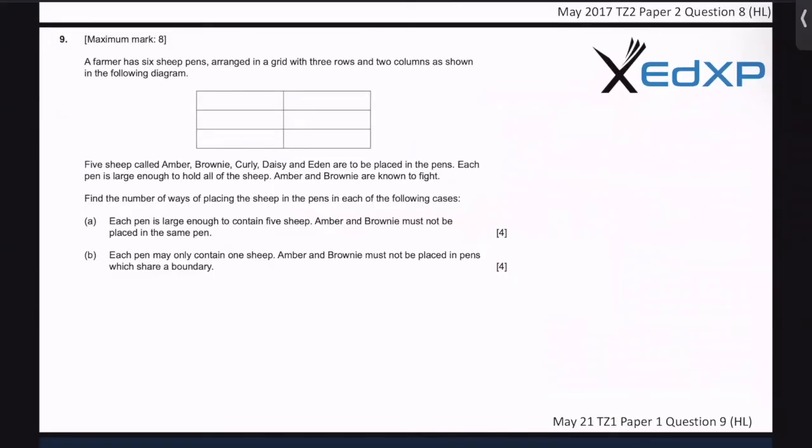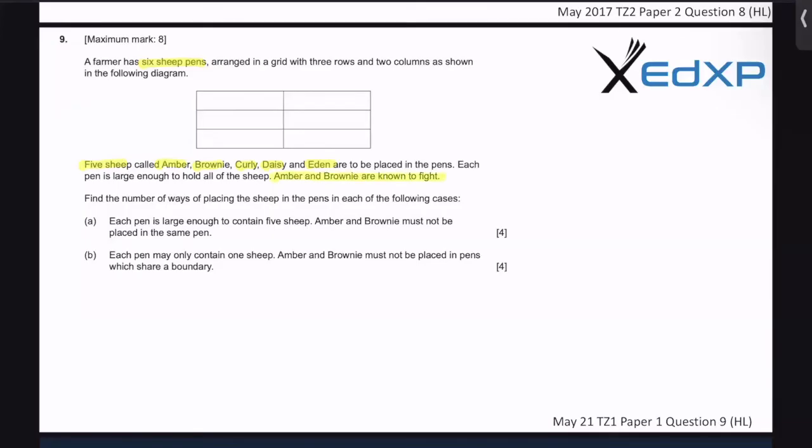A farmer has 6 sheep pens, as you see over here, arranged in a grid with 3 rows and 2 columns as shown. So these are the sheep pens, but we have 5 sheep: Amber, Brownie, Curly, Daisy, and Eden. So A, B, C, D, E to be placed in the pens. Each pen is large enough to hold all of the sheep. Amber and Brownie are known to fight.